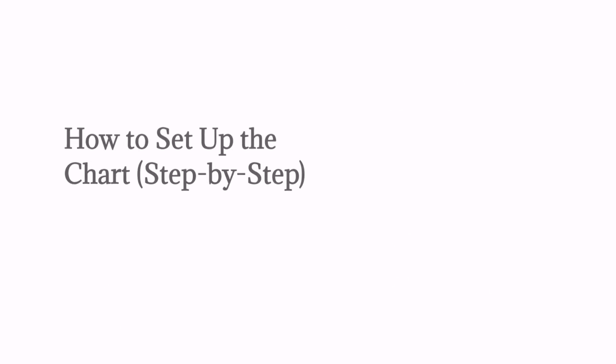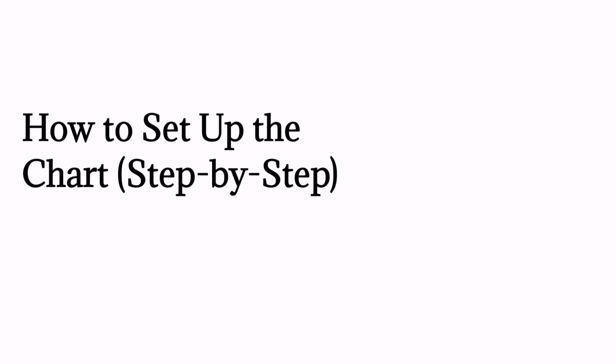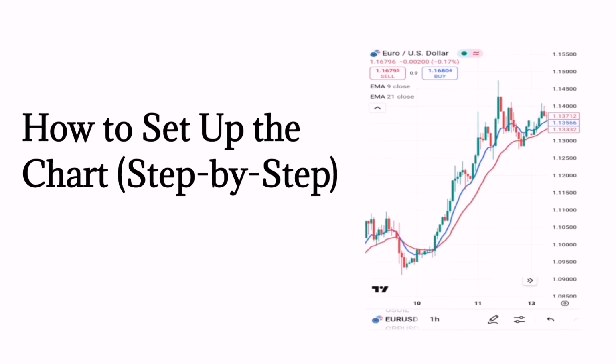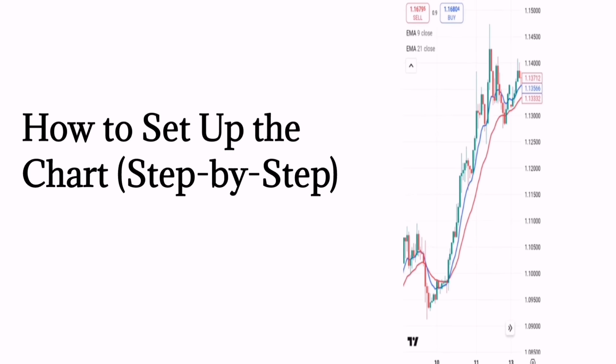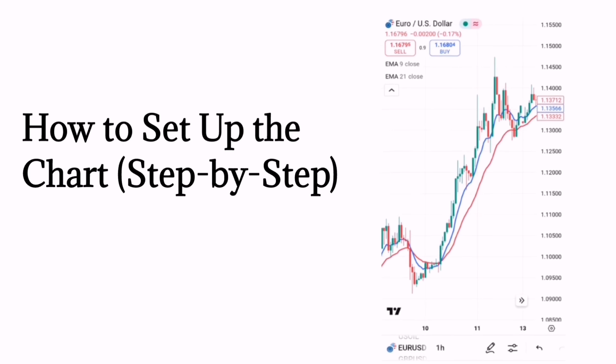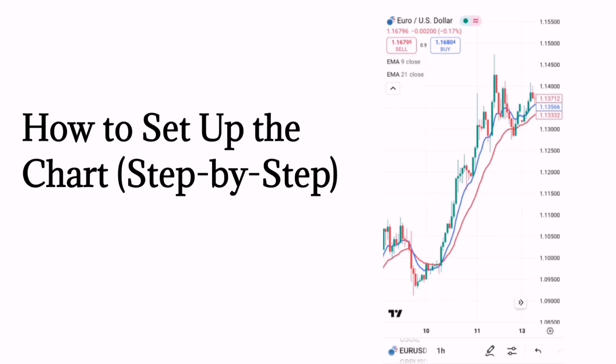How to set up the chart step by step. Let's set up the strategy using TradingView or any charting platform. 1. Open a blank chart. 2. Add the 9 EMA: Indicators, then Exponential Moving Average. Change period to 9. Set color to blue. 3. Add the 21 EMA, another EMA. Change period to 21. Set color to red.